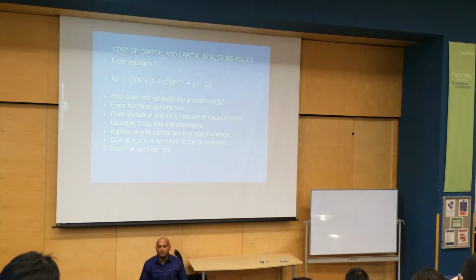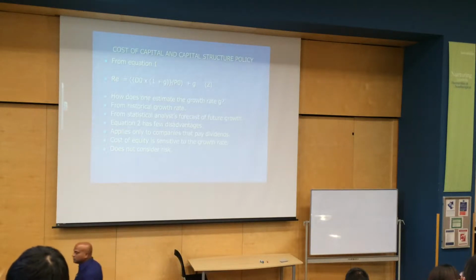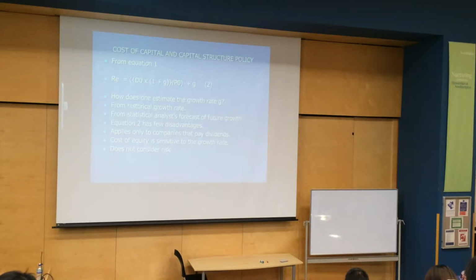Everybody will give me a different number. This will be different, because the whole formula is very sensitive to G. Cost of equity is very sensitive to G.